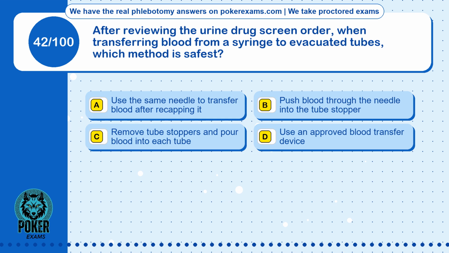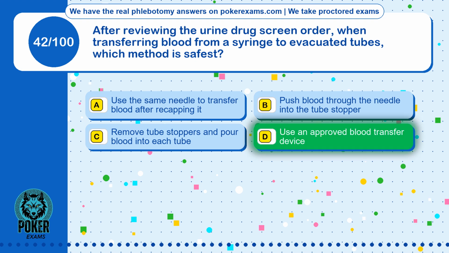Question 42. After reviewing the urine drug screen order, when transferring blood from a syringe to evacuated tubes, which method is safest? Option A. Use the same needle to transfer blood after recapping it. Option B. Push blood through the needle into the tube stopper. Option C. Remove tube stoppers and pour blood into each tube. Option D. Use an approved blood transfer device.